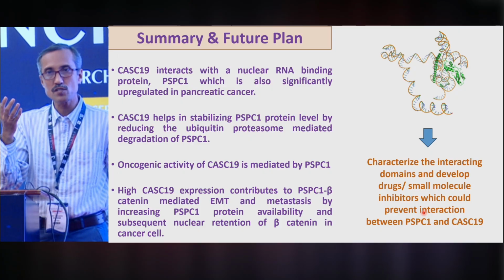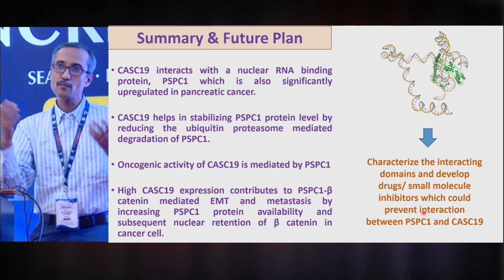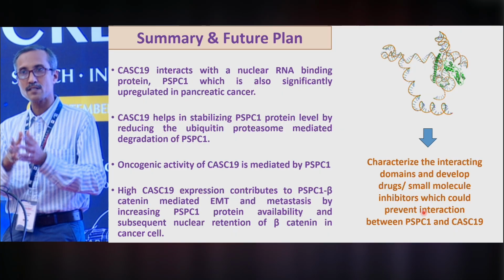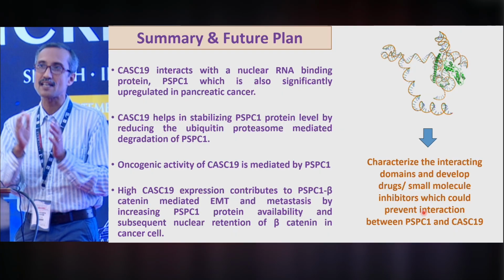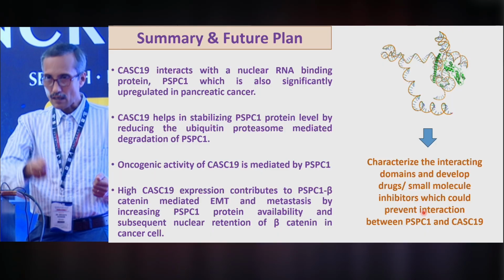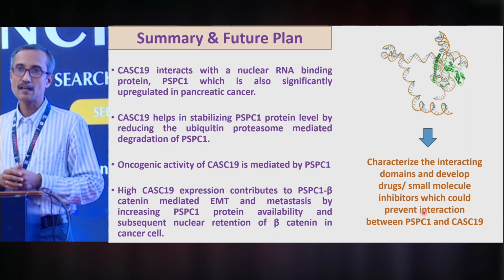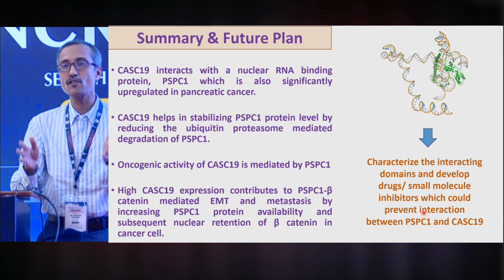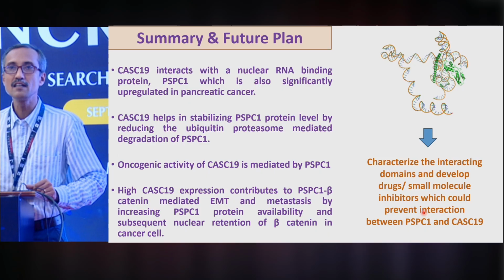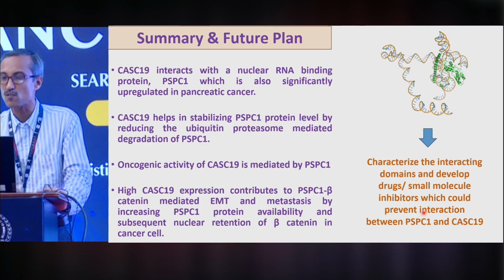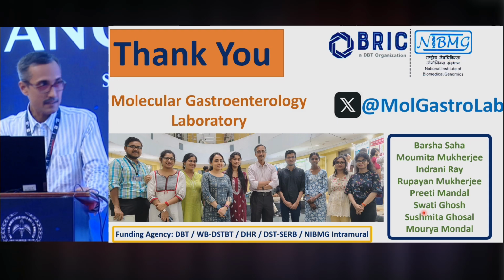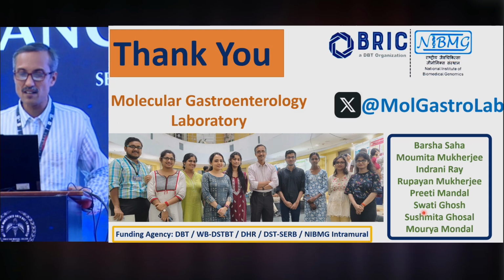Because what we propose is that for the transcription of metastasis-related genes in pancreatic cancer, the interaction between CSC19 and PSPC1 is necessary. So if we could design a drug which prevents the interaction, that could be key for inhibiting the process. Okay, thank you for your attention.